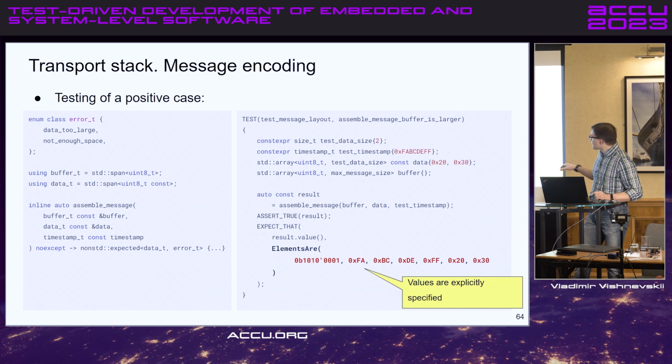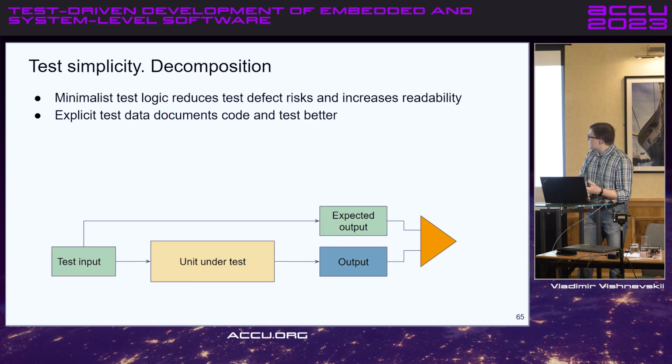So here, the values are explicitly specified. They can be extracted into a variable with a name, but what is important is that they are readable. They are not taken from a file, they are not produced in any way. It's important for test simplicity, yeah? So we need to keep the test simple. We just have test input, output, and expected output. We should be able to compare it and visually see where the problem is.